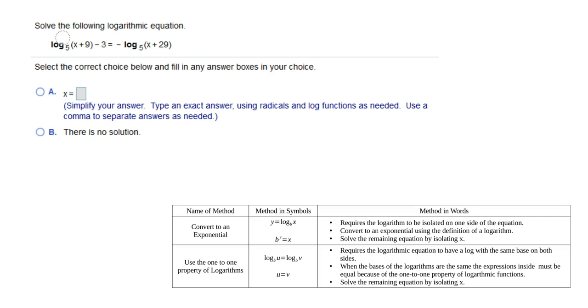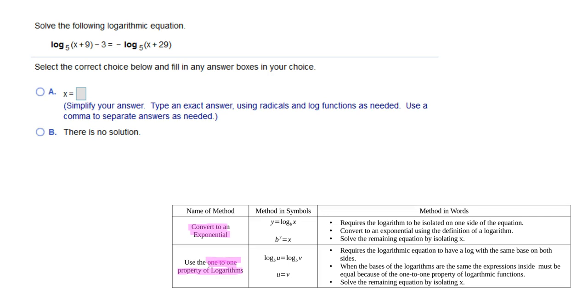This example says solve the following logarithmic equation. We have log base 5 of x plus 9 minus 3 equals log base 5 of x plus 29. So looking at my methods that I gave you down here, we have convert to an exponential and use the one-to-one property of logarithms.